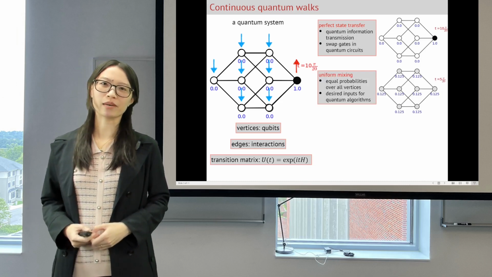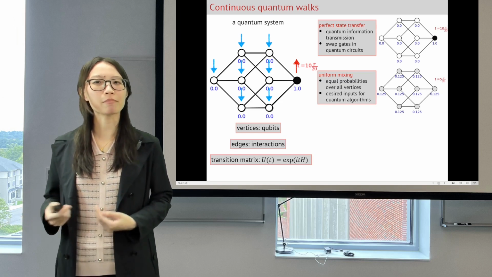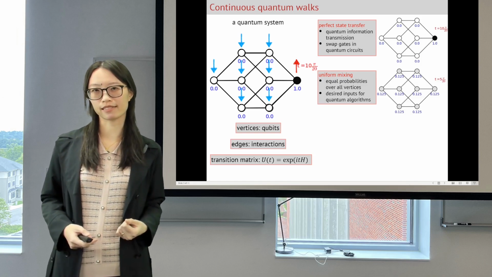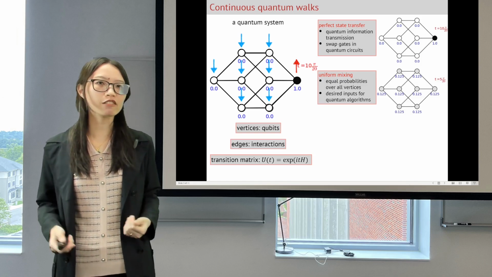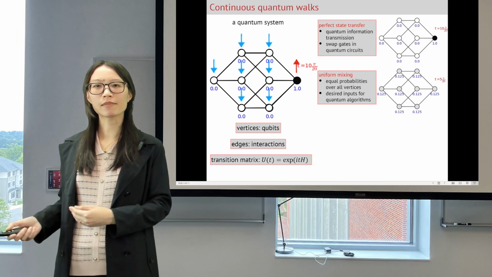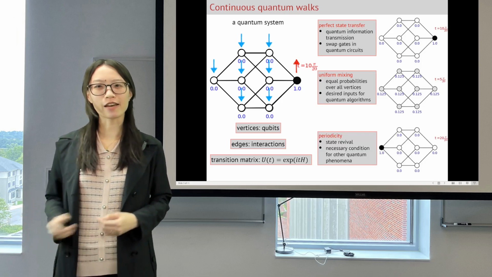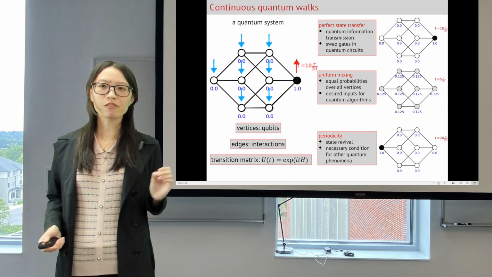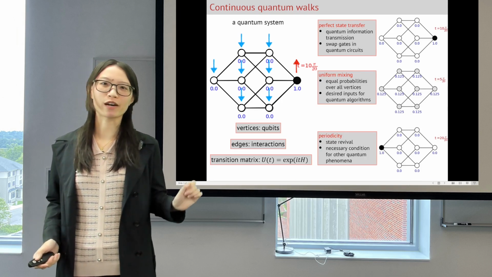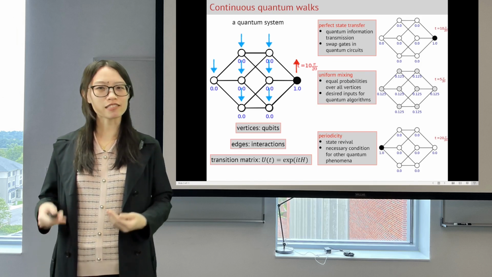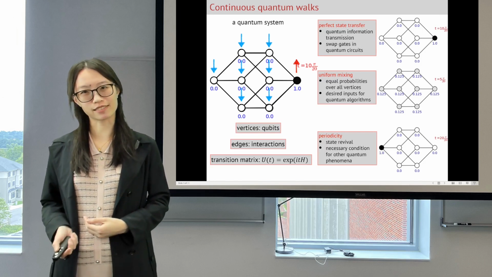Another interesting thing you might observe is that at time pi/4, every vertex gets the same probability. That is called uniform mixing, and it generates desired inputs for many quantum algorithms. Finally, if we wait until time pi, we will see that the leftmost vertex gets probability 1 again. This is called periodicity. It means the initial state has been fully recovered.